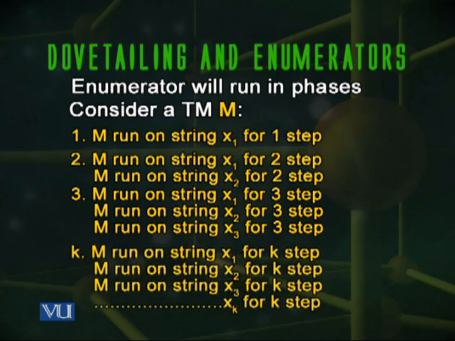So in phase k, the enumerator will run the Turing machine M on the string x1 for k steps, x2 for k steps, all the way up to xk for k steps. If any of these strings are ever accepted by this Turing machine, the enumerator will simply output those strings. Let us think about what will be the output of this enumerator. What are the strings that will be outputted by this enumerator?